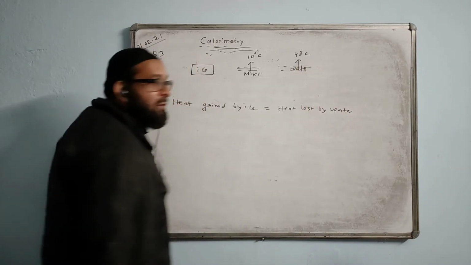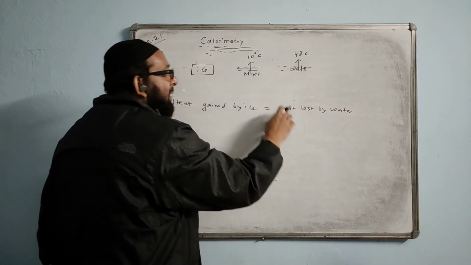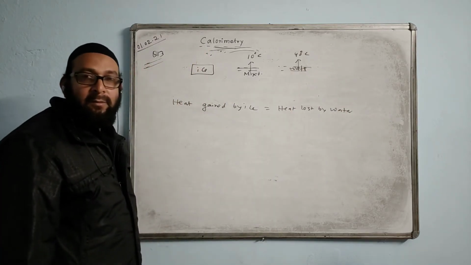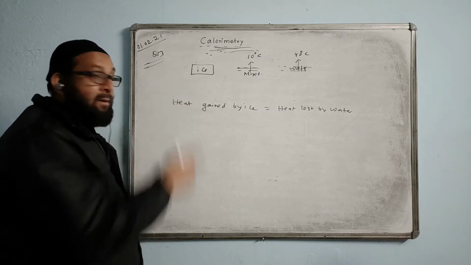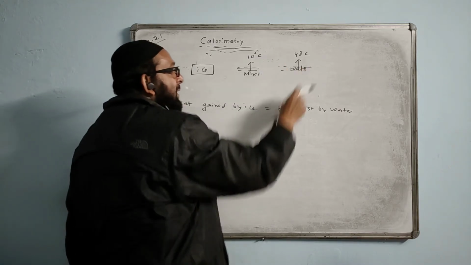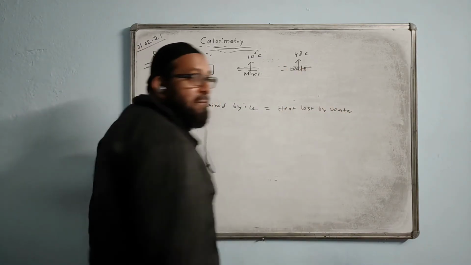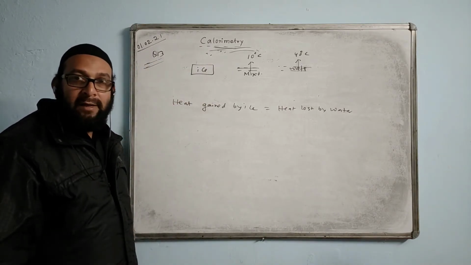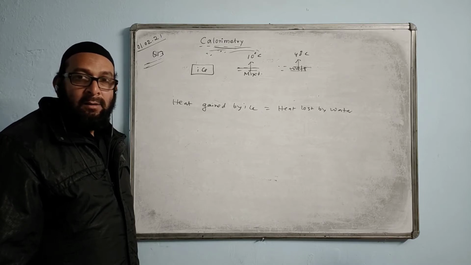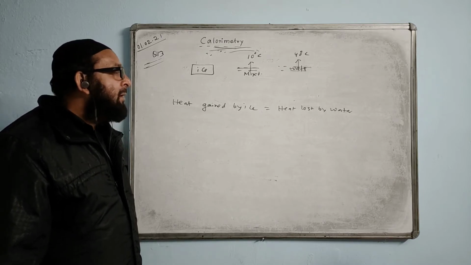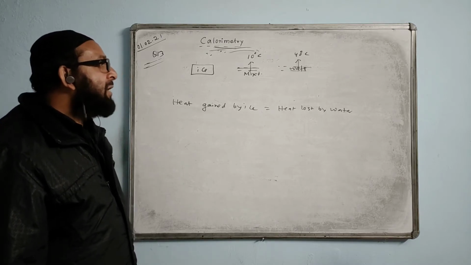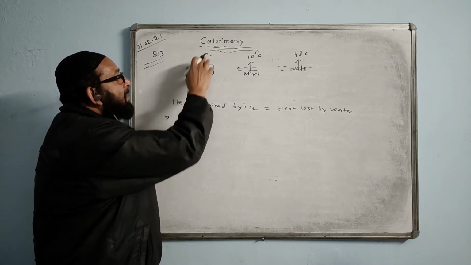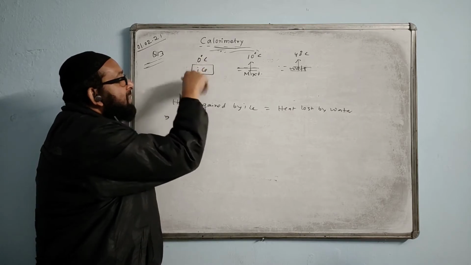There is no calorimeter here. If there is a calorimeter, we write heat lost by water plus calorimeter also, because the calorimeter will also lose heat. The calorimeter will also cool on adding ice. Just now there is no calorimeter. Ice temperature is not given, so you take 0 if it is not given.